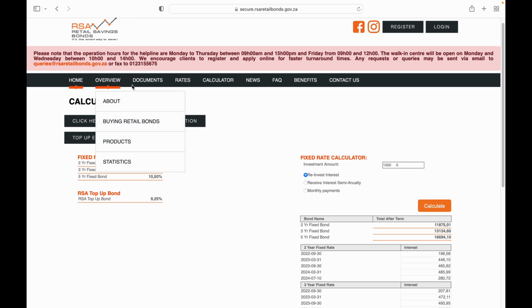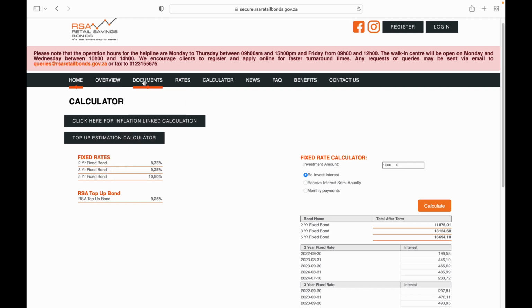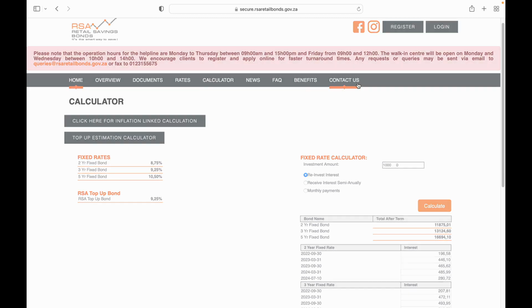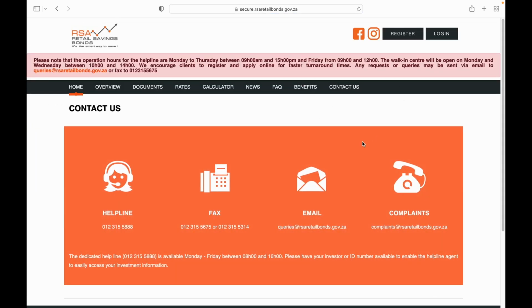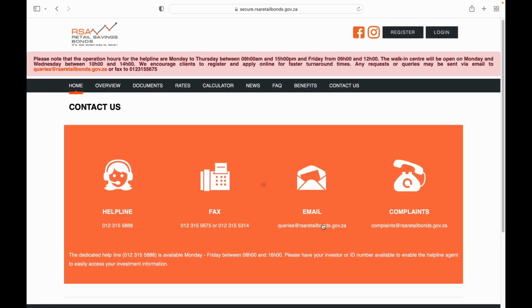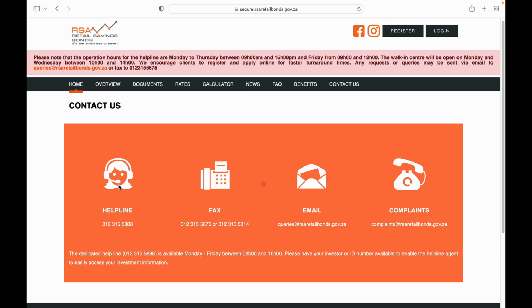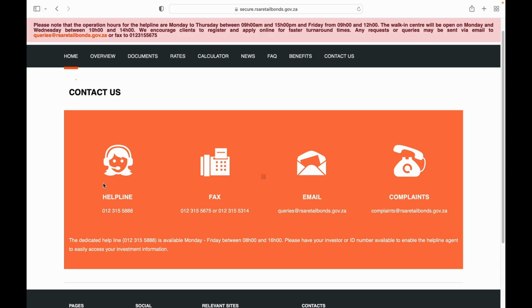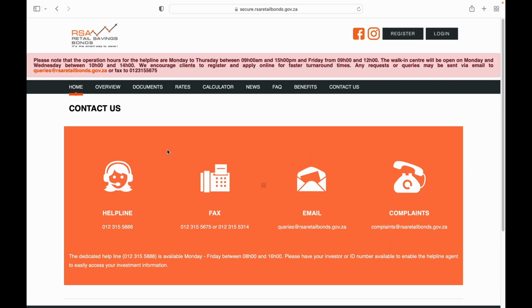Okay, then you can see there are different documents that you can find in there, but you can also contact them. If you go to the contact them tab, you can see there's an email that you can send an email. Well, I don't know if they will be quick in terms of responding to phone calls, but you can see that there is also a helpline, and then you're also going to need to have your investor ID number in order for them to be able to assist you.